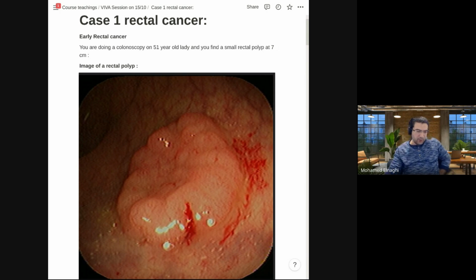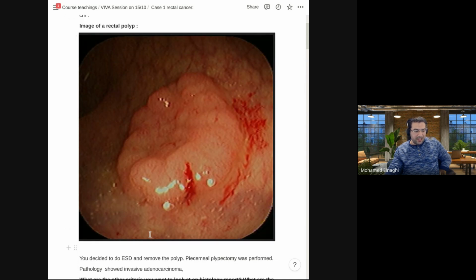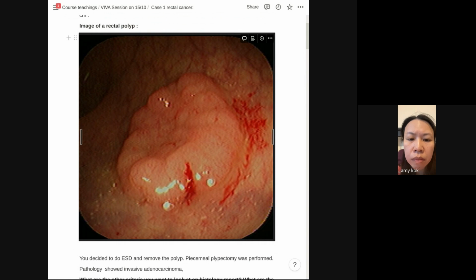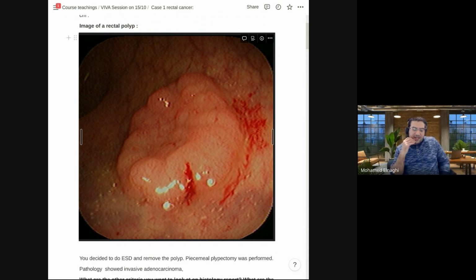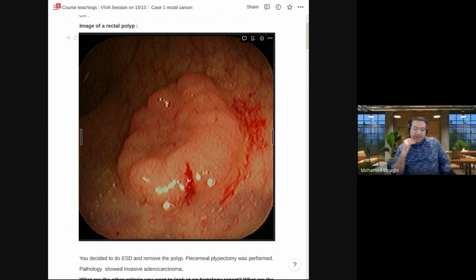So this is what you did, but unfortunately, someone else was doing the colonoscopy, and they just decided to do ESD for the polyp, and they removed the polyp piecemeal. Then the histology came back later as invasive adenocarcinoma. So you are seeing this patient in the clinic now, and you have this histology report showing invasive adenocarcinoma. What other criteria would you like to look at in the histology report?